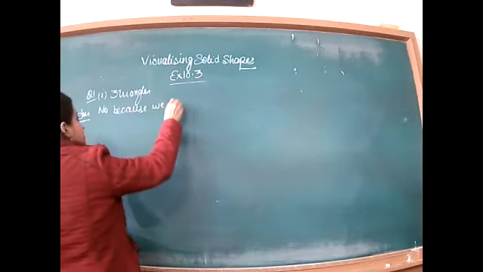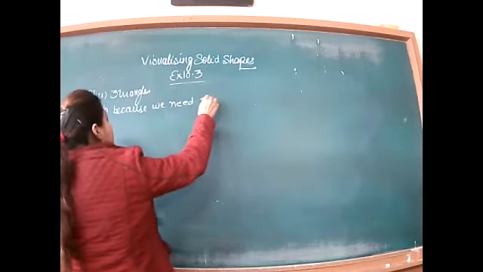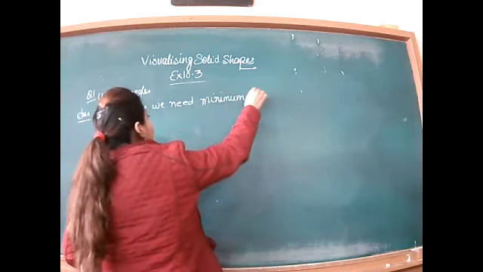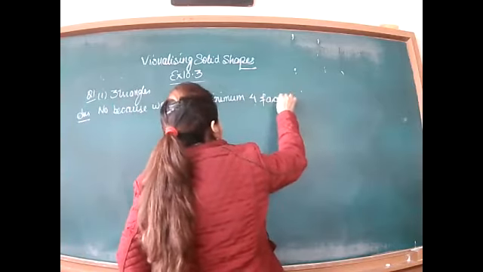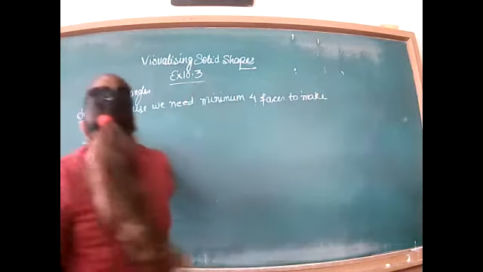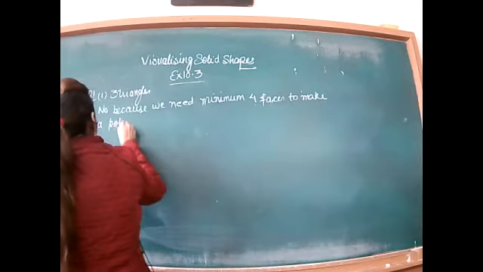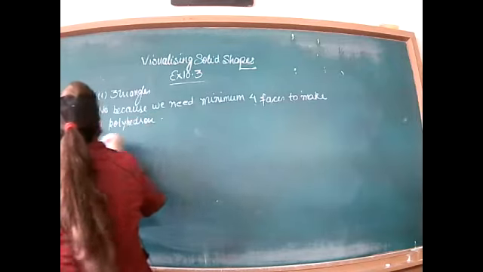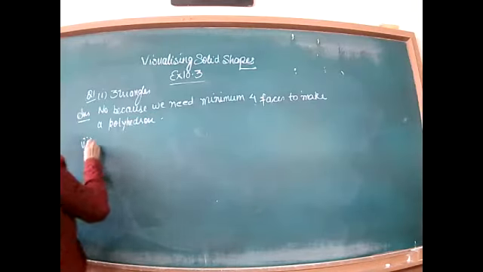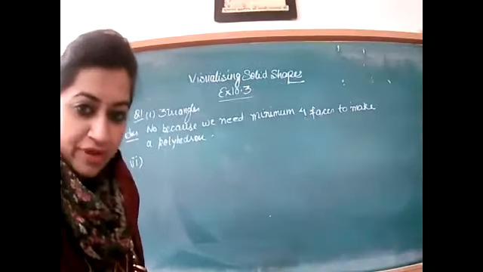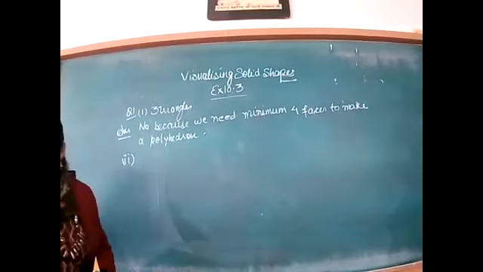we need minimum 4 faces to make a polyhedron. We need minimum 4 faces to make a polyhedron. Is it okay? So at least 4 faces are required to make a polyhedron.